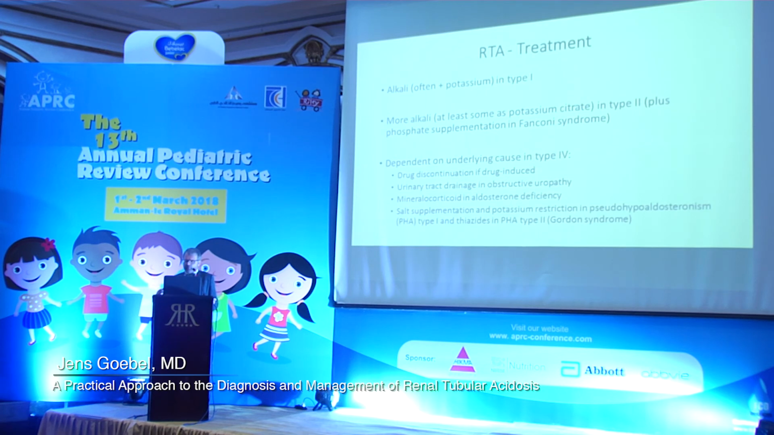The treatment of type 4 hyperkalemic RTA depends on the underlying causes. If it's drug-related, obviously you want to stop the drug. If it's related to obstructive uropathy, you want to make sure the urinary tract is drained properly. You want to supplement mineralocorticoids if there's aldosterone deficiency, and then in the pseudohypoaldosteronism types, for type 1 it's very important to restrict dietary potassium and maybe supplement salt, whereas type 2 pseudohypoaldosteronism actually tends to respond to thiazides quite well.